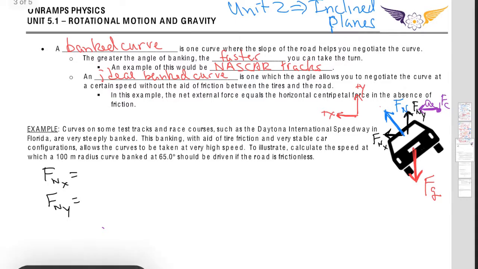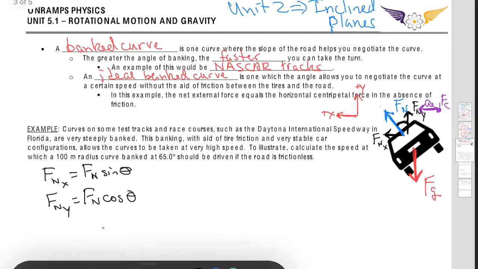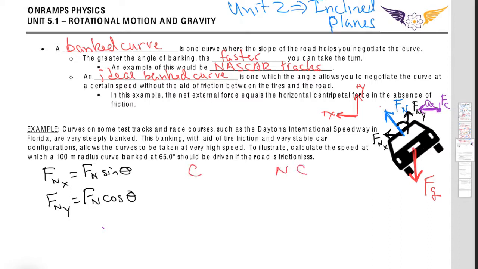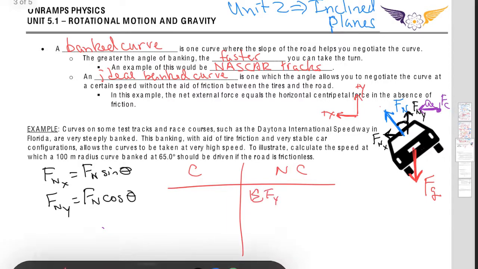Okay, and so Fnx would be Fn sine theta, right? Because this is the angle of incline, and Fny would be cosine. Okay, and so if I do my summing of the forces, I'm going to do circular and non-circular. Again, I do the sum of the forces in the y, the non-circular direction. So let's think about it that way.